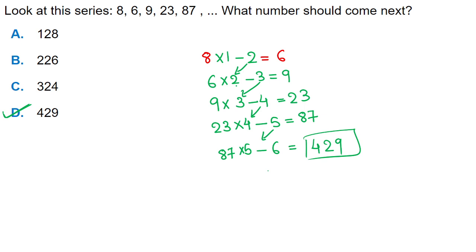Is it fine? Is everyone understanding this pattern, how it is happening? From the previous number, the pattern is like 1s are -2, 2s are -3, 3s are -4, 4s are -5, 5s are -6. Is it fine? Is everyone able to identify this pattern?